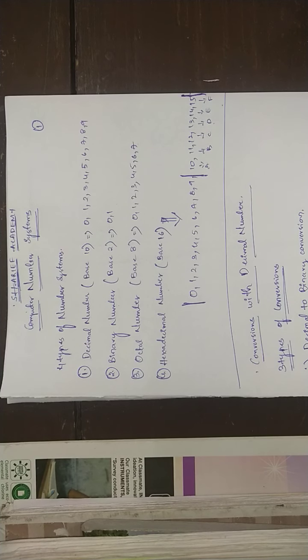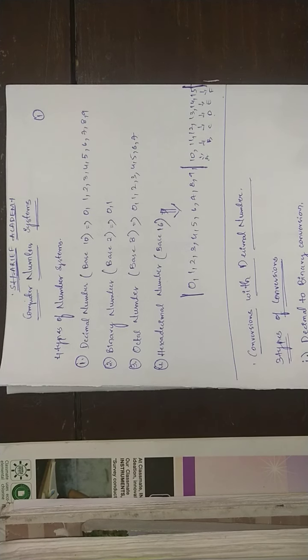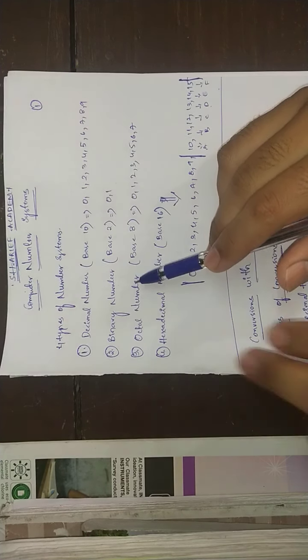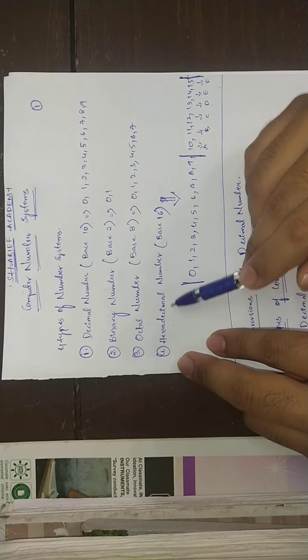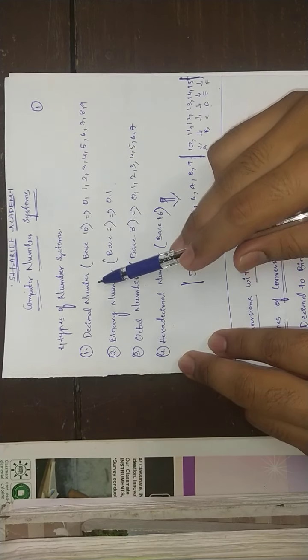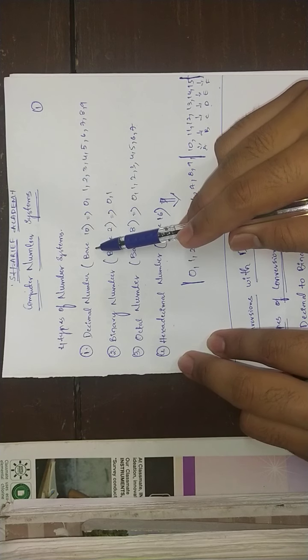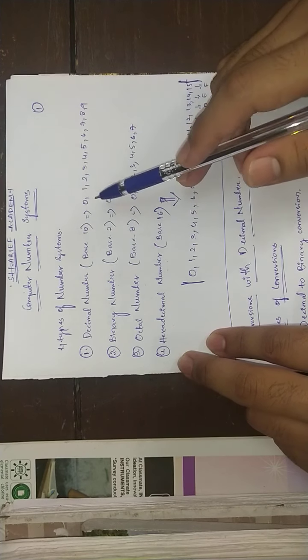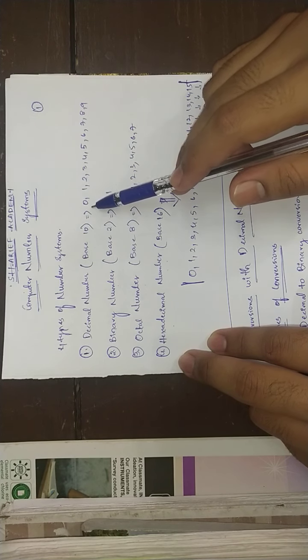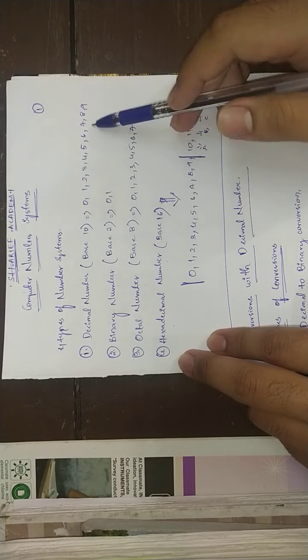Today I am going to tell you about computer number systems. There are four types of number systems: decimal number system, binary number system, octal number system, hexadecimal number system. In decimal number system, it is represented with base 10, where we represent numbers from 0 to 9 but not from 1 to 10.